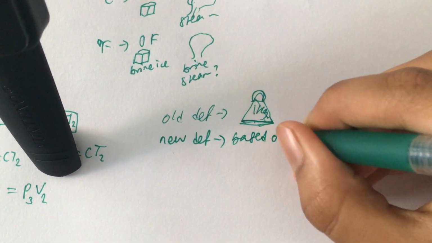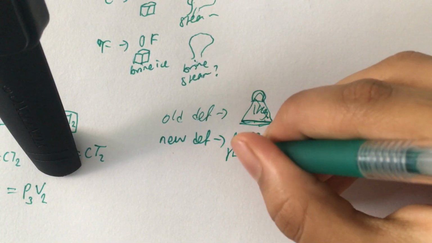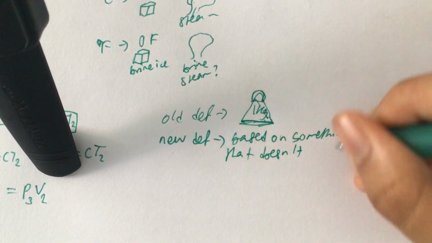So likewise, temperature, you would want it to be based on something that isn't a physical property that can just change at any point of time.